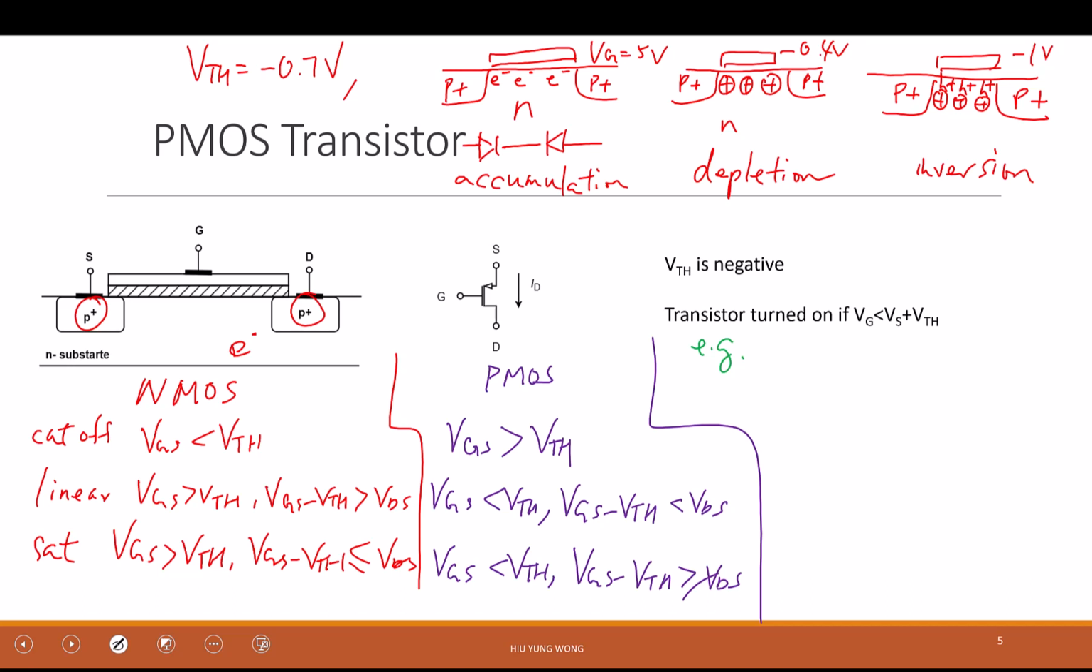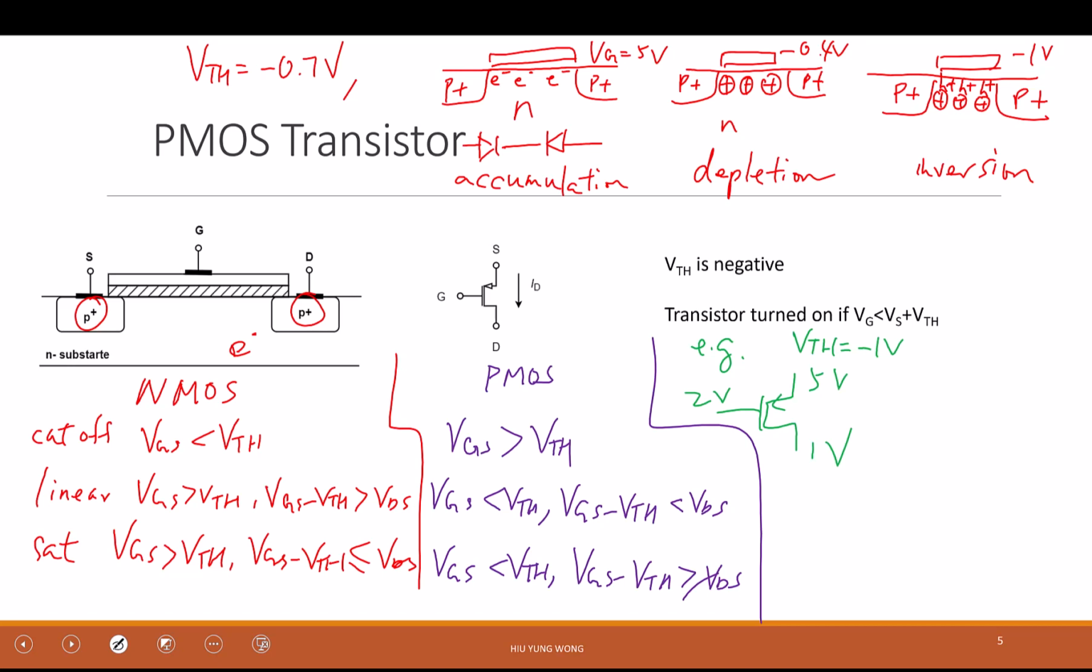So let's look at an example. For example, if I assume the VTH equals negative 1 volt, just an assumption, and I have this transistor with the arrow going in, so I know this is PMOS. And I assume this is at 5 volt, this is at 1 volt, and this is at 2 volt. So I want to find out whether this is in saturation, cut off, or linear. Okay? Where is the source?